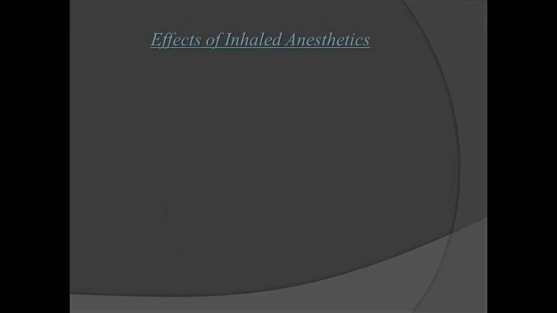What are the effects of inhaled anesthetics on different organ systems? First of all, we will discuss their CNS effects. In the CNS, inhaled anesthetics decrease the brain metabolic rate, they reduce the vascular resistance, and thus increase the cerebral blood flow. This may lead to increased intracranial pressure.